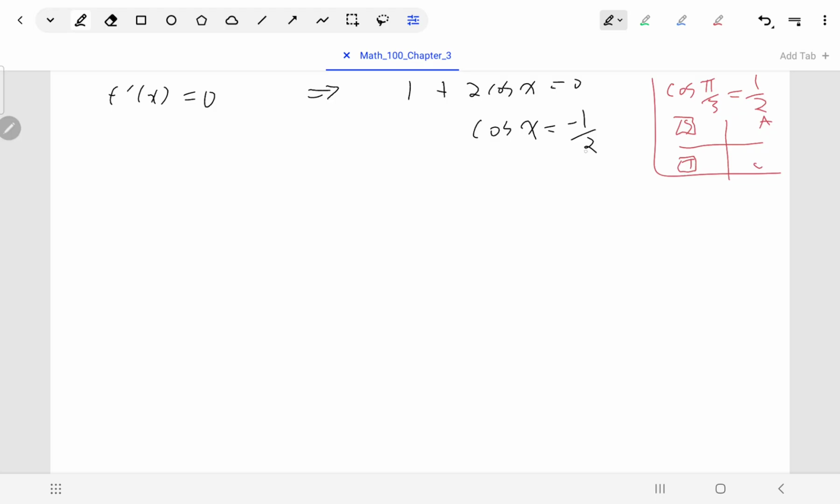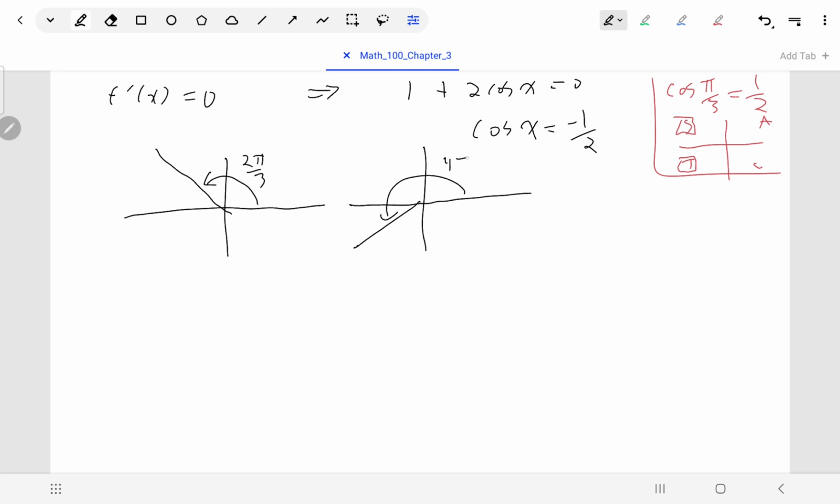So if we're looking to solve where cosine is equal to negative a half, one of them is in quadrant 2, where the reference angle is pi over 3, in other words, 2 pi over 3. And the other one is in quadrant 3 with the reference angle of pi over 3, and that's 4 pi over 3. So if we're looking for these two places, one of them is when x is 2 pi over 3, and if we wanted to find out what the y value is, of course we go back to our original function.